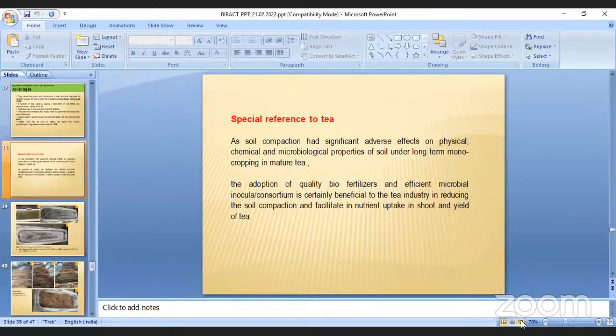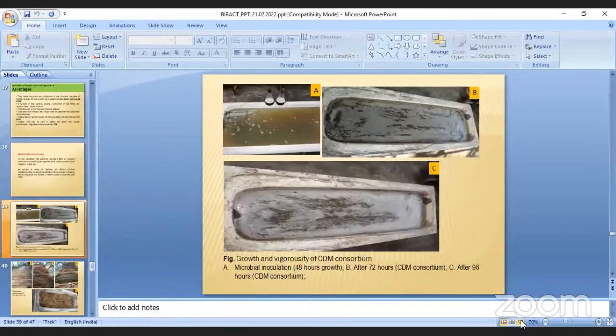So with special reference to T, as we see with soil compaction, I have mentioned that soil compaction has very significant adverse effects on changing the physical, chemical, and microbiological properties of soil. Whenever the soil gets compact, what is happening? The plants cannot properly absorb the nutrients from the soil. So for these CDMs, we have done some experiments, and I'll show that the adoption of quality biofertilizers and efficient microbial inoculum can play an important role in reducing soil compaction, so that soil fertility is increased and the plants can easily take up their source of nutrients.